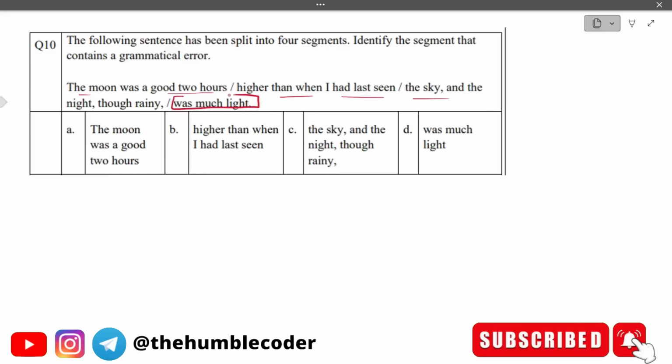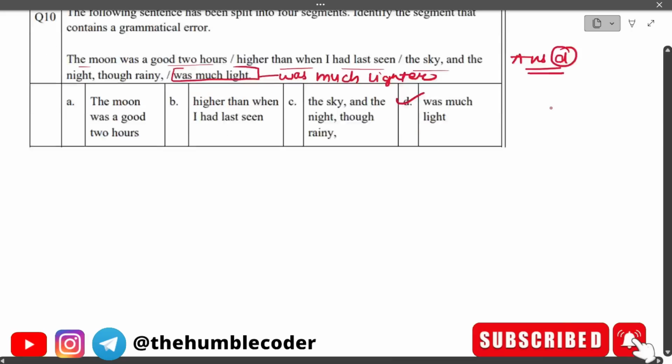Okay, let me tell you the reason for it. See, the segment was much light is grammatically incorrect, because in this context the sentence intends to compare the brightness or quality of the night, right? So the phrase should be was much lighter. Okay, instead of light it should be was much lighter, because the comparison is happening, right? So that is why we should say lighter instead of light. So hope you have understood it. Next, the correct answer would be option number D, which is was much lighter. Let's move now to the next question.